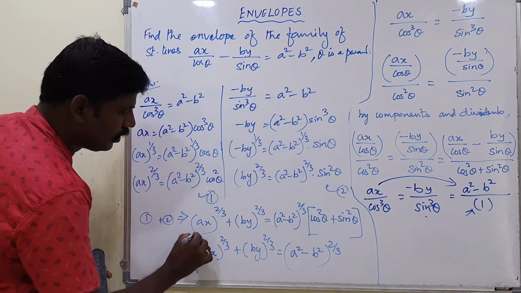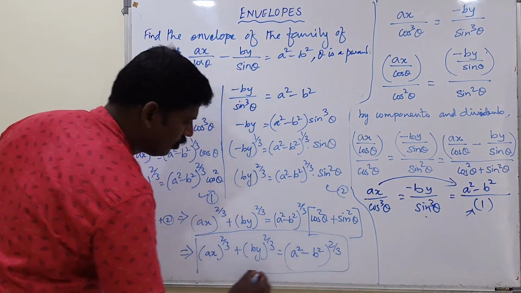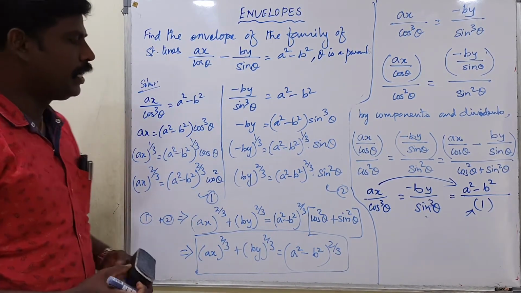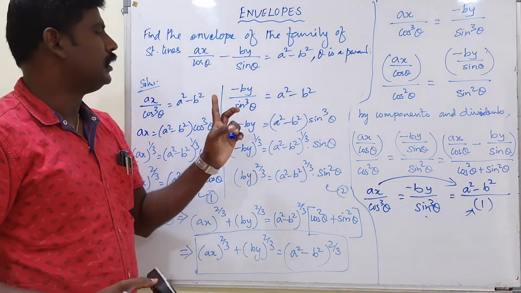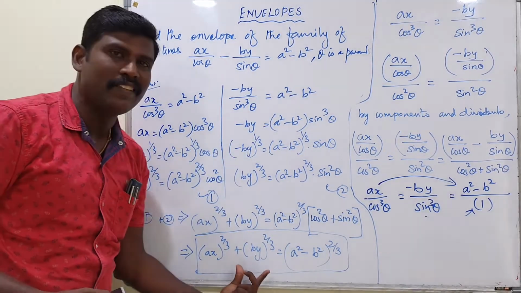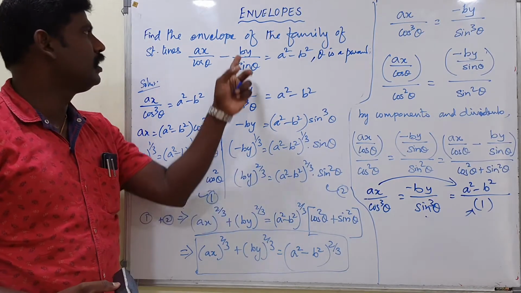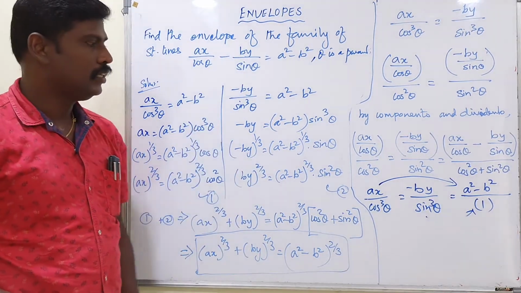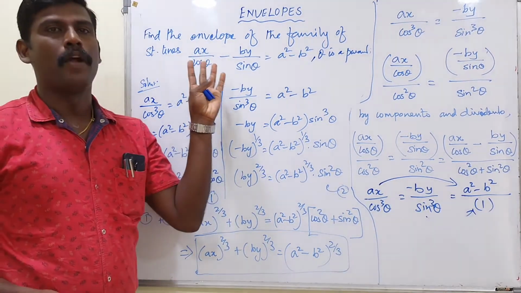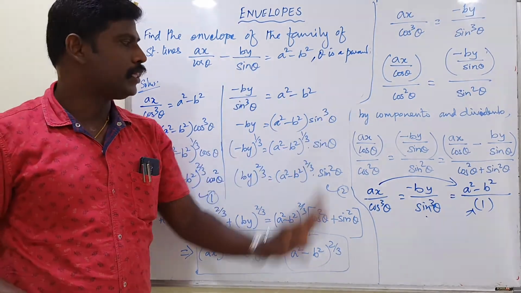Now look at this equation. We eliminated the given parameter theta. We obtained an equation. This equation is called the envelope of the given family of straight lines. Okay, that's all. So this problem also belongs to method 2, right?